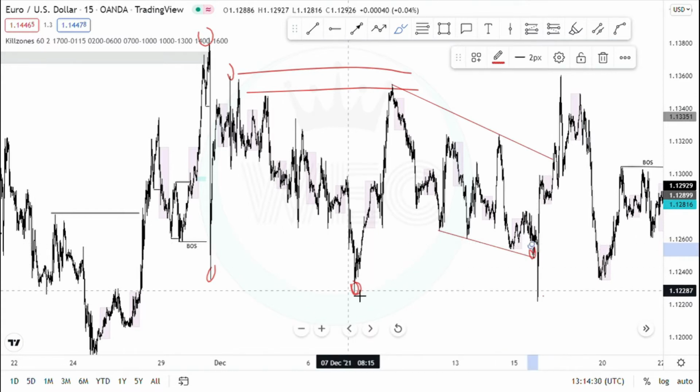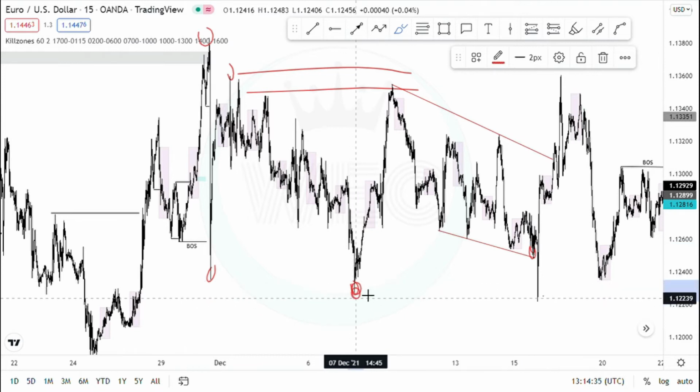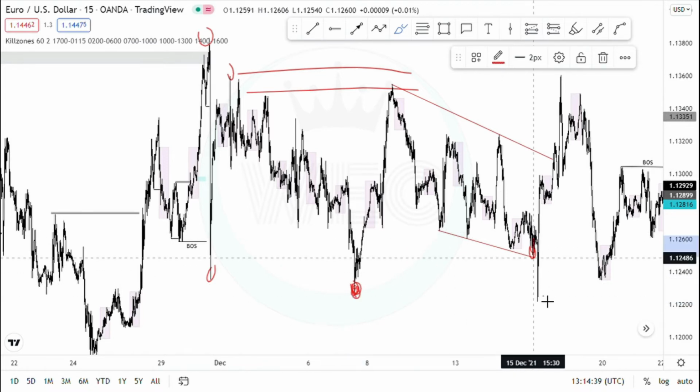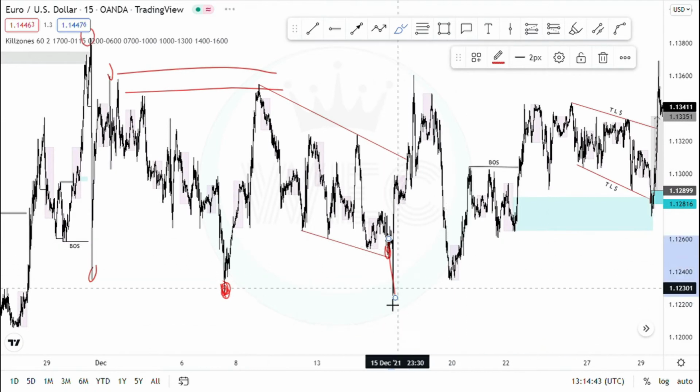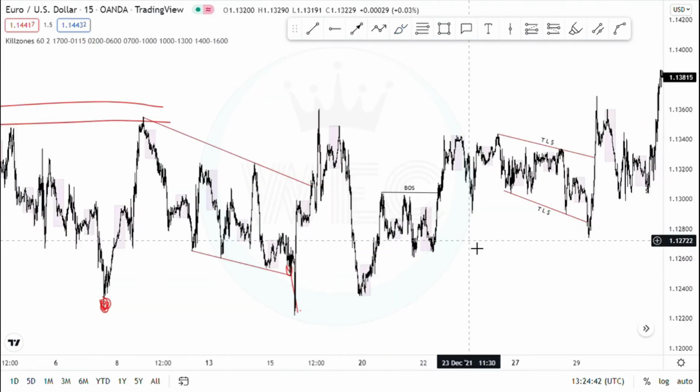Second is that you are unable to identify that this level over here is a major liquidity pool, which is a target liquidity. So definitely price is going to get here. That's why your stop loss got hit.